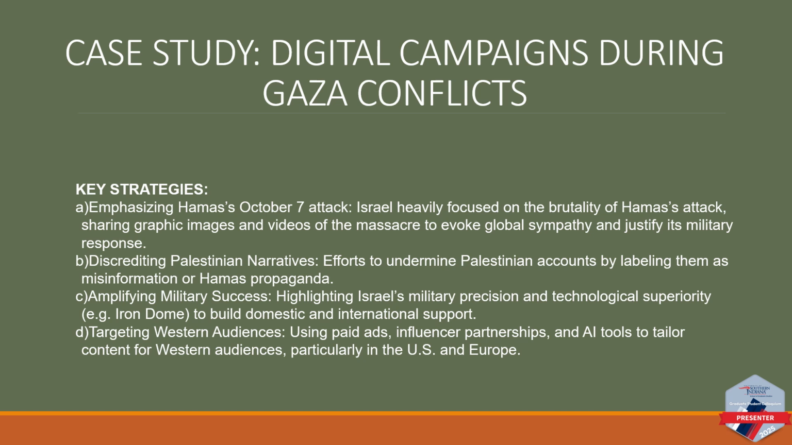The third strategy was amplifying Israel's military success. Israel highlighted its military precision and technological superiority, particularly through the use of the Iron Dome missile defense system. By showcasing its advanced military capabilities, Israel aimed to build domestic and international support for its actions. This strategy not only reinforced the image of Israel as a technologically advanced nation, but also served to justify its military operation as necessary and effective.